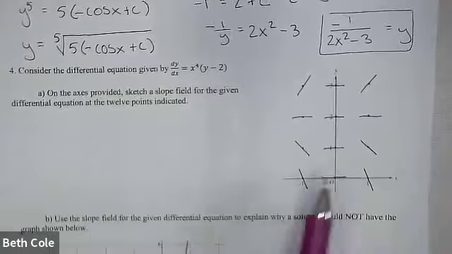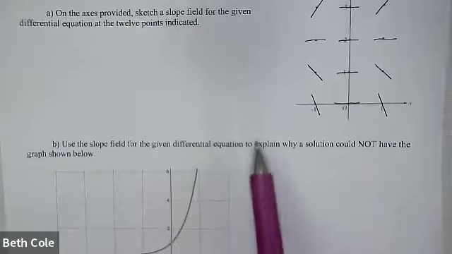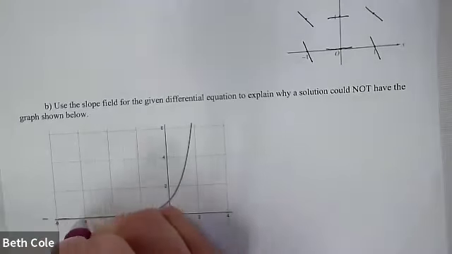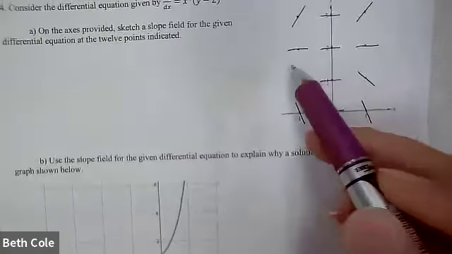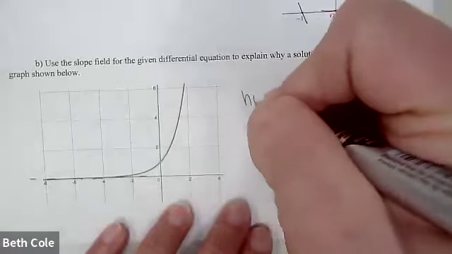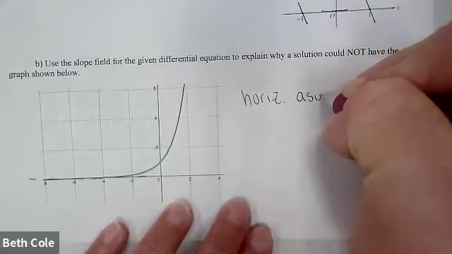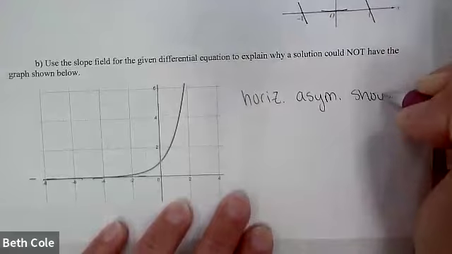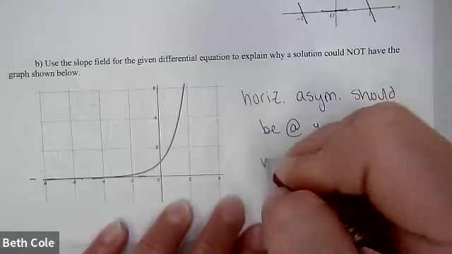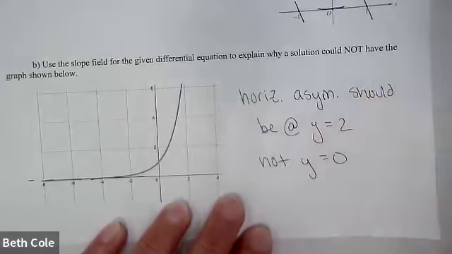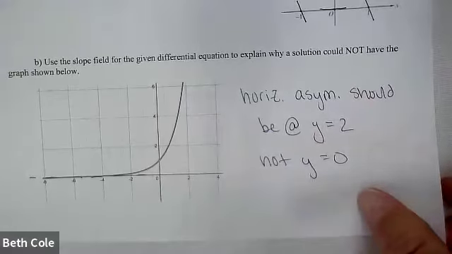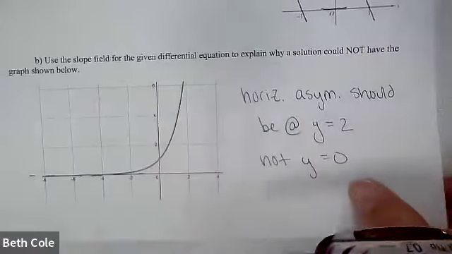All right, use that slope field. This is all part of the same problem: to explain why a solution could not look like this. Well, this one has a horizontal asymptote at 0, but the horizontal asymptote should actually be at 2. So we just need to say something like that: the horizontal asymptote should be at y equals 2, not y equals 0. However you want to say something like that in your own words, just why this doesn't match that slope field.